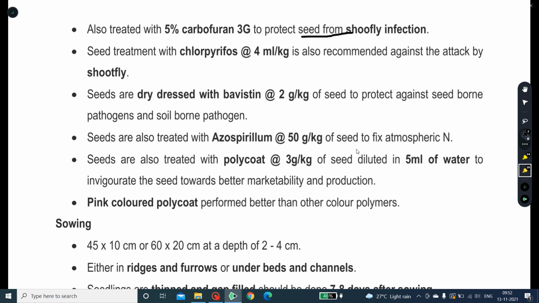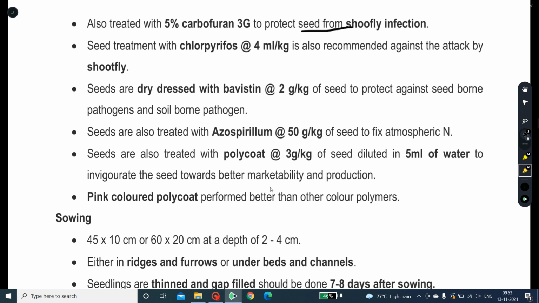Seeds are also treated with a polycoat at 3 gram per kg of seed diluted in 5 ml of water, and it helps for better marketability and production. Pink colored polycoat performed better than other color polymers. In the adoption of a sequence of treatments, physiological treatment should be followed by physical seed treatment.